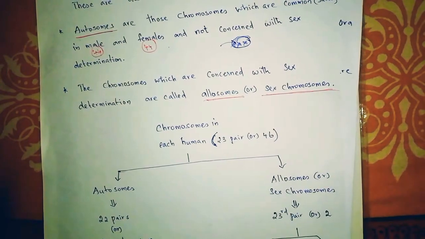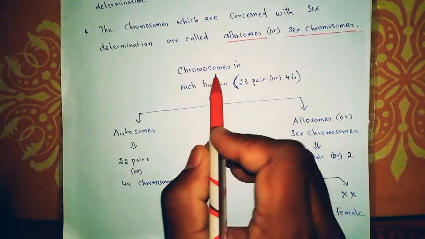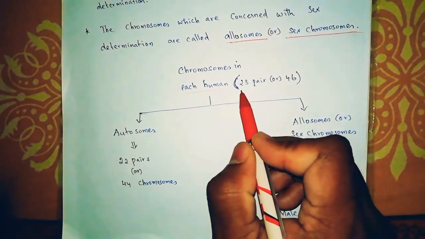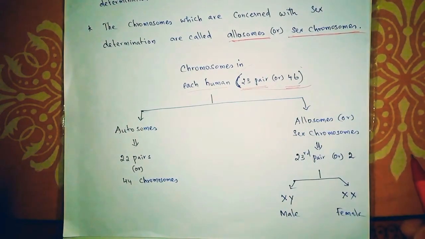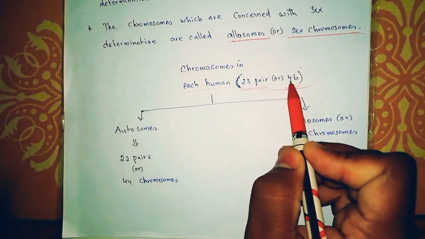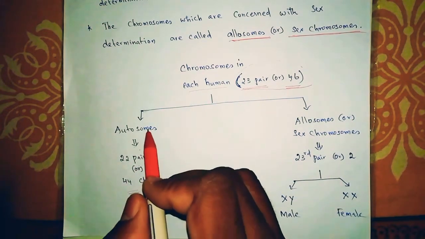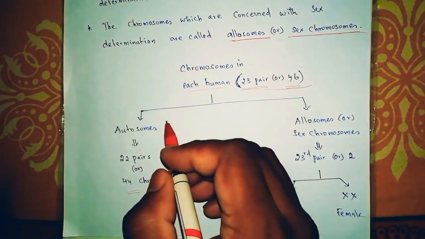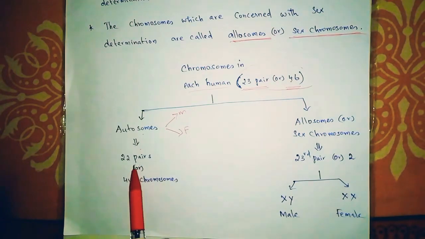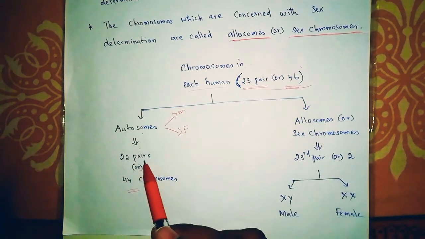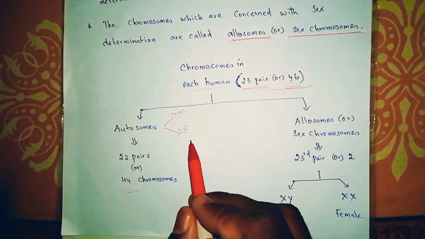You can see an example here. I've made a clear chart here, you can look at it. In each human we have 23 pairs, that means 46 chromosomes, right? Out of these 46 chromosomes, 44 chromosomes are autosomes. What does autosomes mean? Both male and female commonly have 22 pairs. It means 44 chromosomes for male and 44 chromosomes for female.